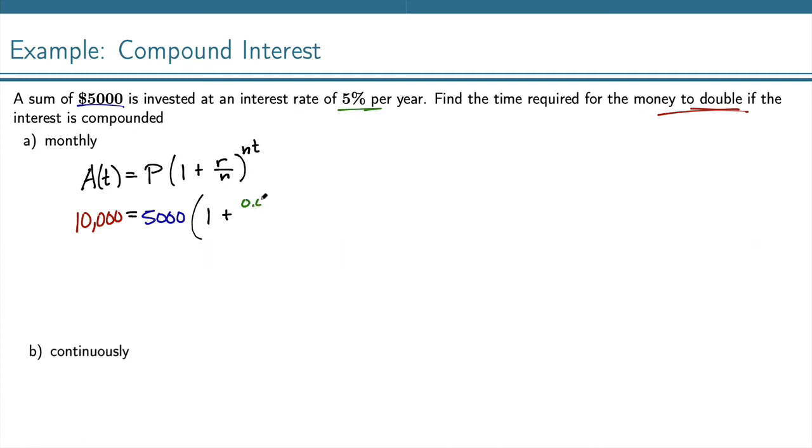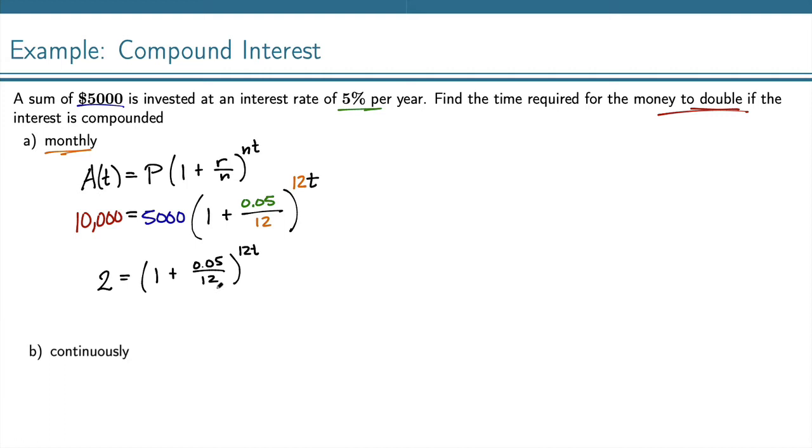So in decimal format, that's 0.05. And then we divide by the number of times compounded per year, and we are doing monthly compounding, so that's 12 times per year. And that's to the 12 times t. So now we're just trying to solve for t. So we can divide both sides by 5,000, and that gives us just 2 equals (1 plus 0.05 over 12) to the 12t.